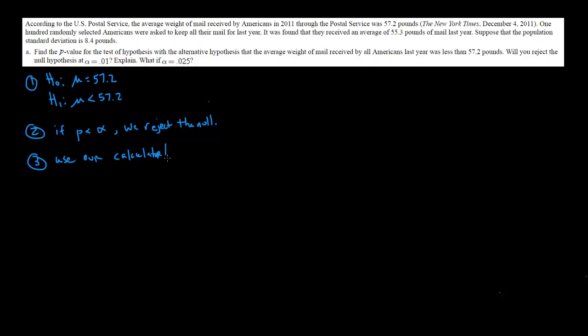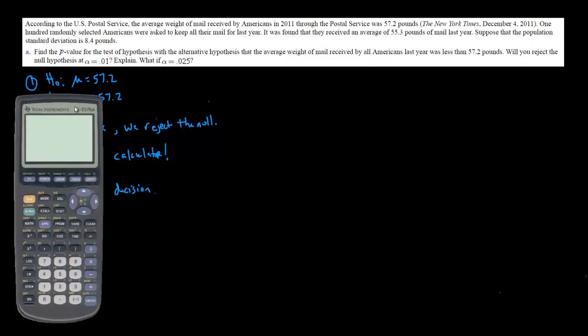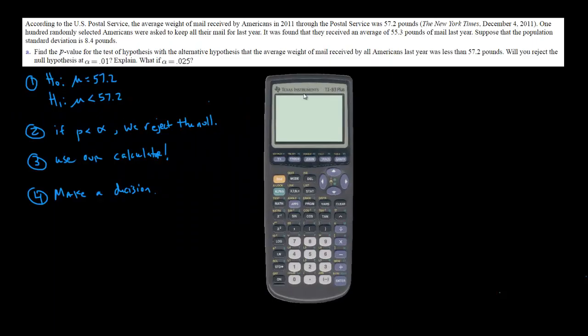Calculator. Okay, and then step 4 is to make a decision, but we'll get to that as soon as we use our calculator. Okay, so let's pull a calculator up. I have a digital calculator over here that is a digital version of a TI-83 plus. So let's see what we can do. Okay, let's see if we can turn this on.